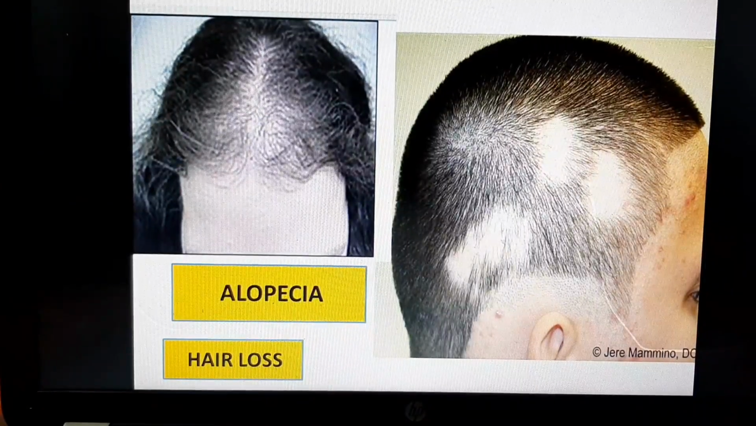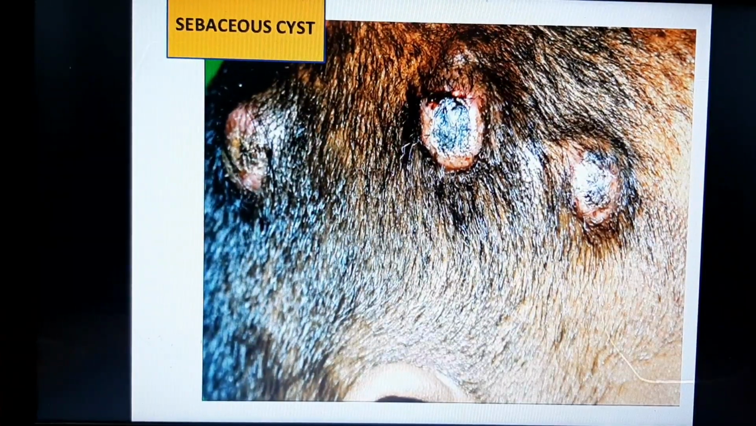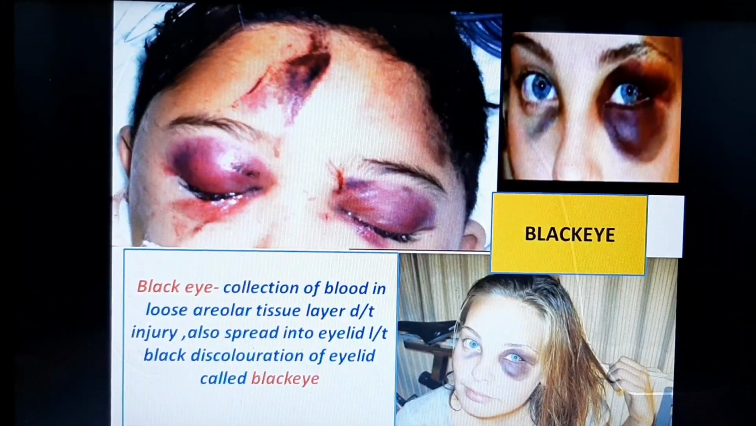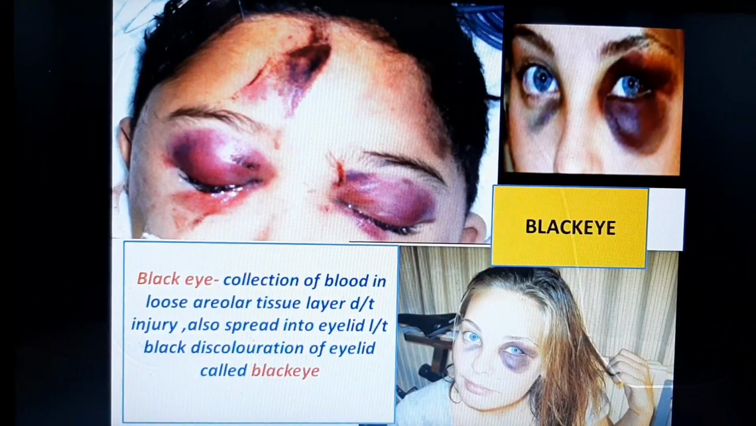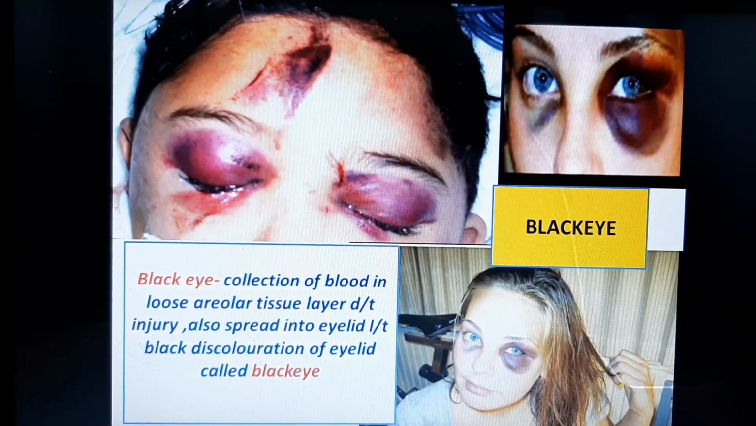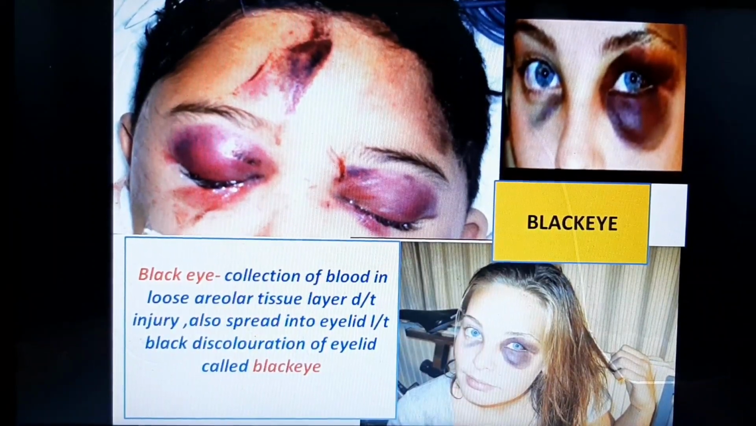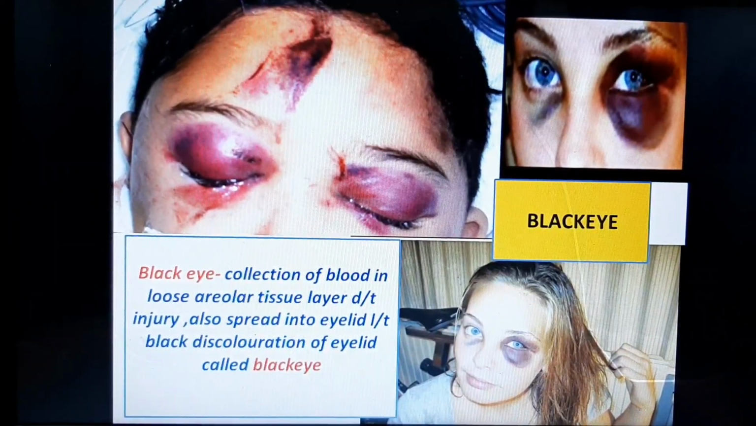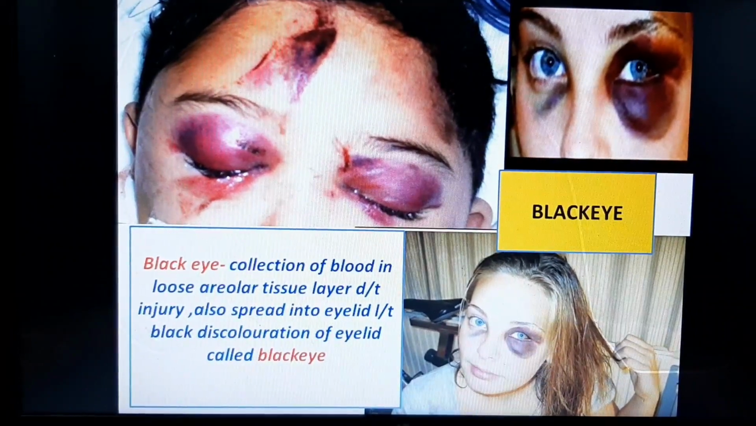This atlas showing the hair loss or alopecia. This atlas shows the several sebaceous cysts. This atlas shows the black eye condition. It occurs when there is injury to the scalp. There is bleeding in the loose areolar tissue layer. This loose areolar tissue layer extends posteriorly up to superior nuchal line, means it is limited posteriorly by the superior nuchal line, but anteriorly it is continuous with the eyelid, upper eyelid.